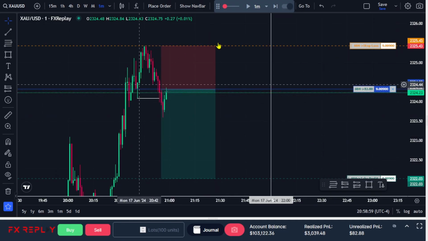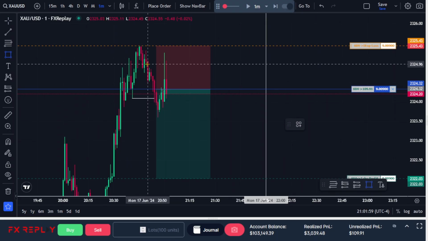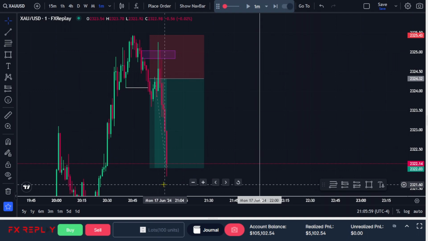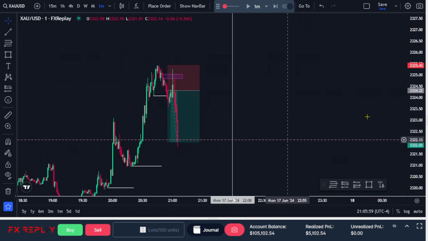Price tagged us into the trade. We also tapped into this fair value gap. You could have taken a trade off of it as well. Afterward, price melted to our take profit level within a few minutes, giving us a beautiful 2-hour trade.